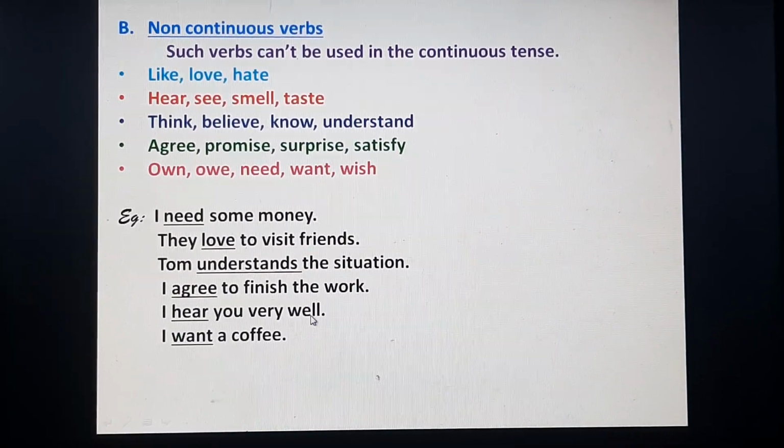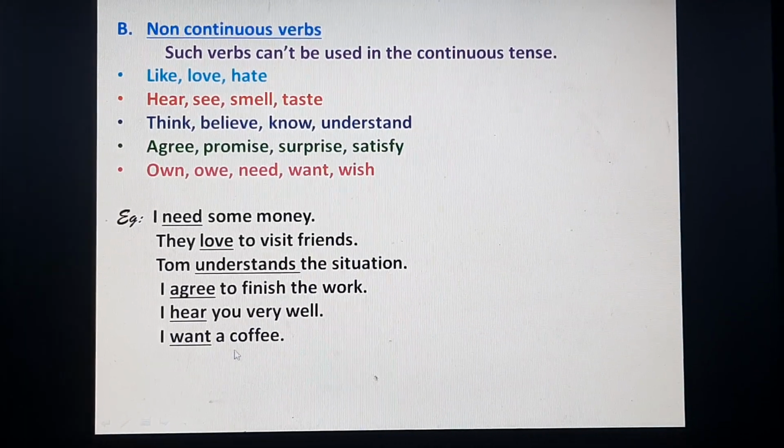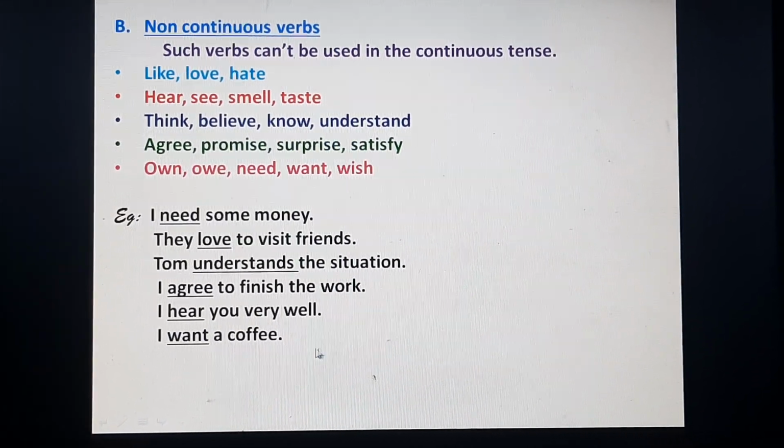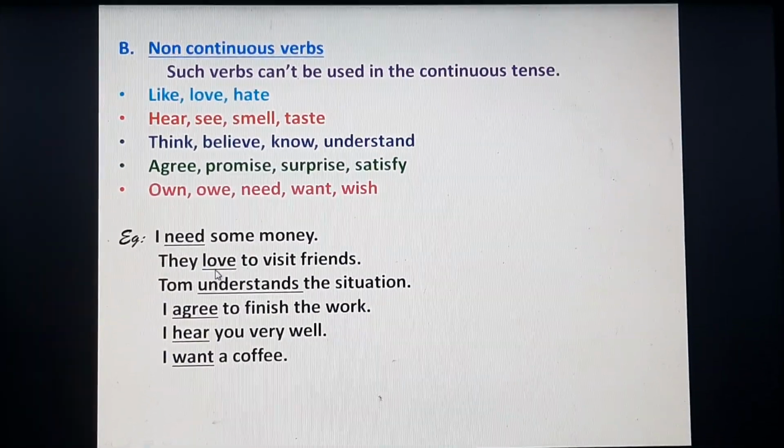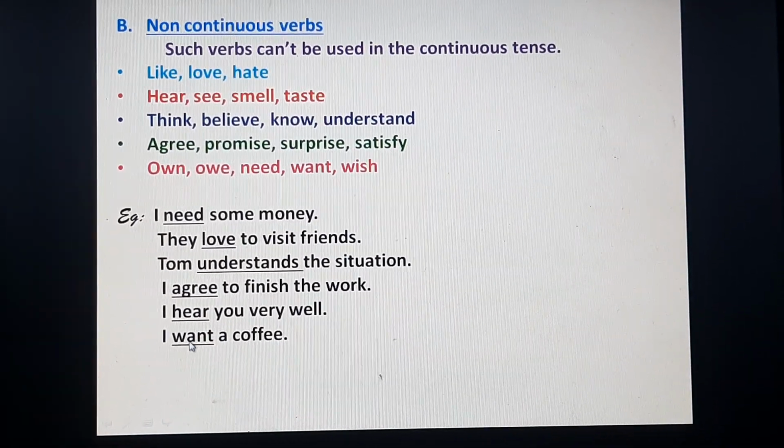I hear you very well. I am hearing you very well. That is wrong. I want a coffee. I am wanting a coffee. That I am wanting in the continuous tense is wrong. So all over here we use only simple present tense.